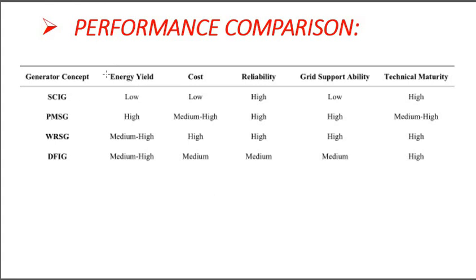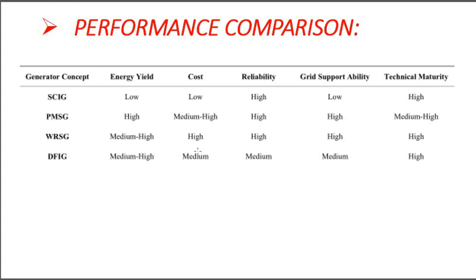So from the point of view of energy yield, we can use these two, DFIG and WRSG. Now cost wise, SCIG has low cost, PMSG has medium to high cost, WRSG has high cost, and DFIG has medium cost. So again, cost wise, we can use DFIG.